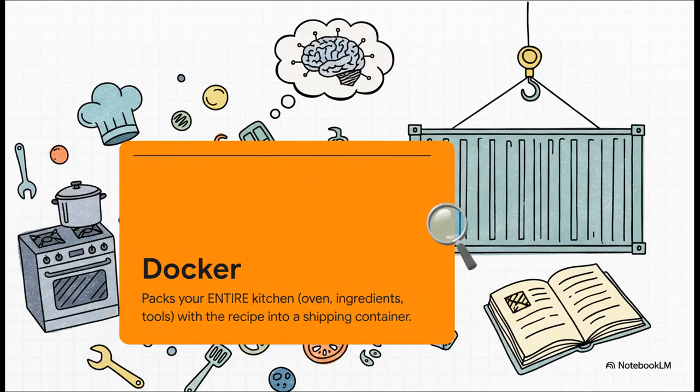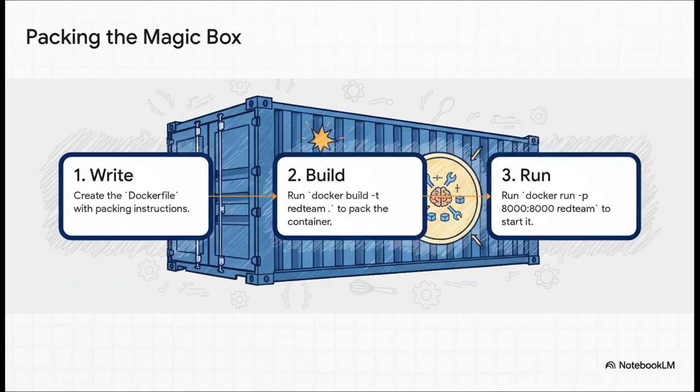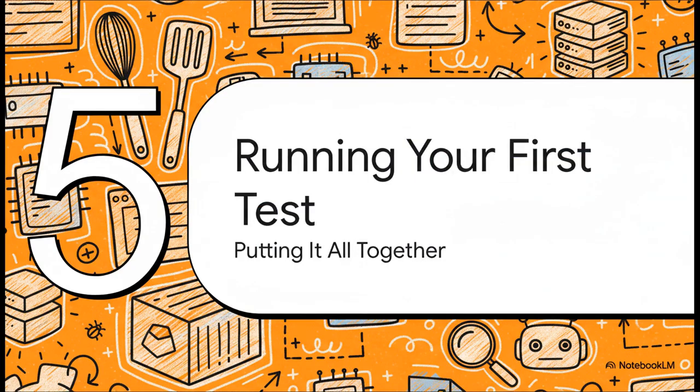It's a game changer. And this all breaks down into two main steps. First, docker build uses those instructions to pack up the magic box and gives it a name. In this case, red team. This is the assembly step. Then, docker run actually opens that box up and turns everything on. And that little -p flag, that just creates a window so we can see what's happening inside from our own computer.